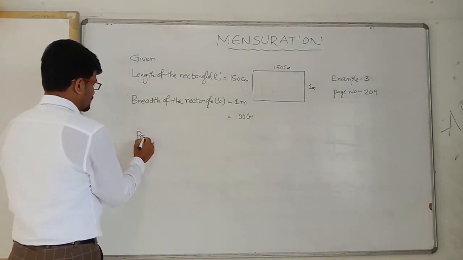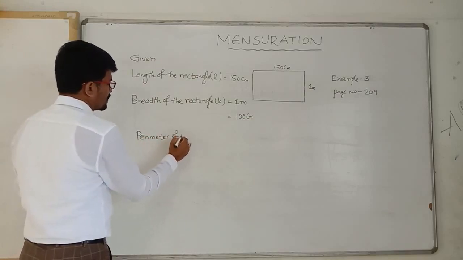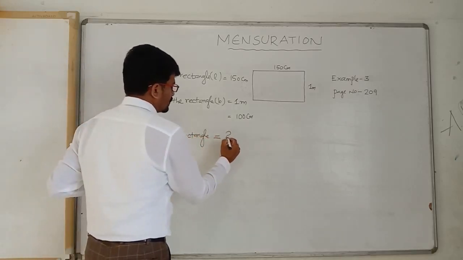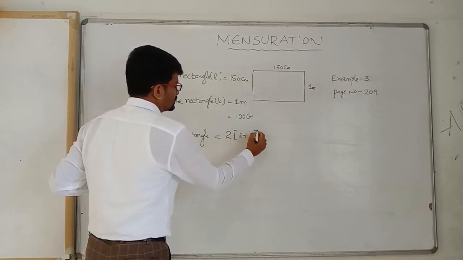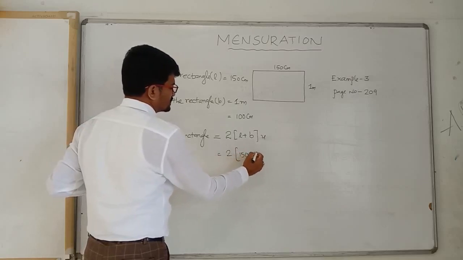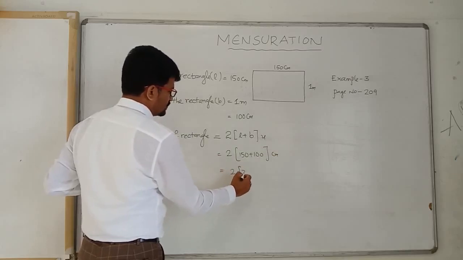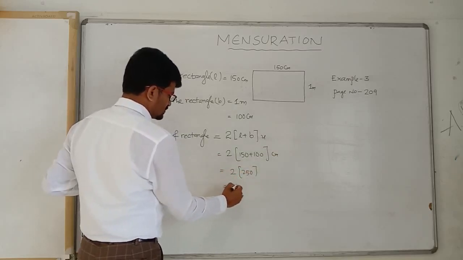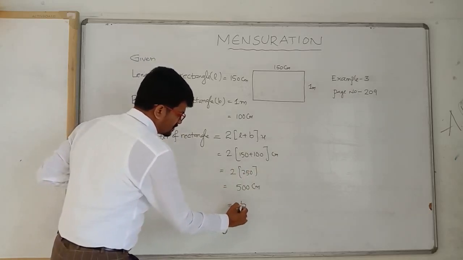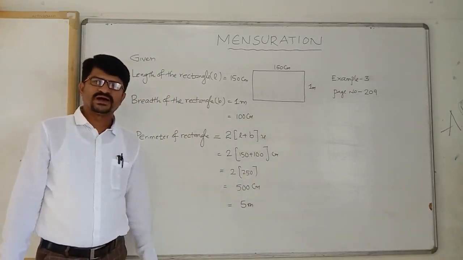Perimeter of the rectangle. Formula: 2 into (L plus B) units. That is 2 into (150 plus 100) centimeters. That implies 2 into 250, that implies 500 centimeters. 500 centimeters is nothing but 5 meters. Therefore, the perimeter of the park is 5 meters.